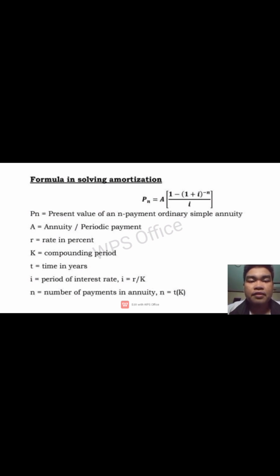Remember that i represents the period of interest rate, and in order to find i, we must divide the rate in percentage over the compounding period, or r over k. And finally, n represents the number of payments in the annuity. In order to find n, we must simply multiply t, or the time, by the compounding period, which is k.